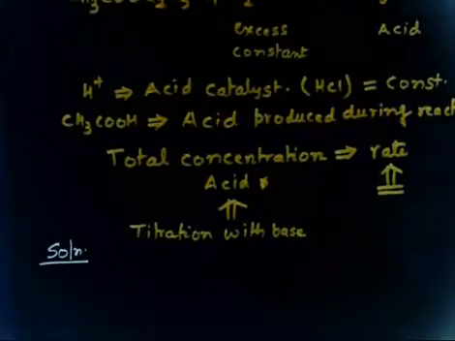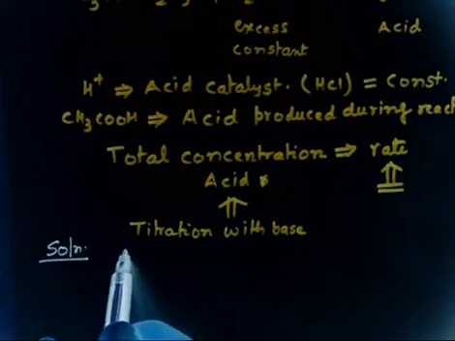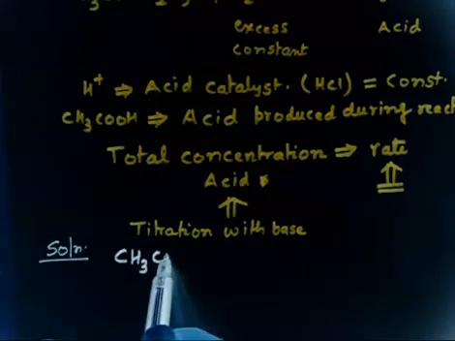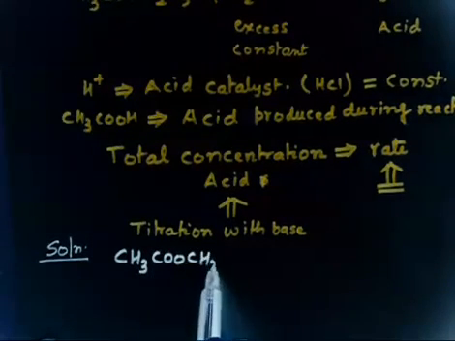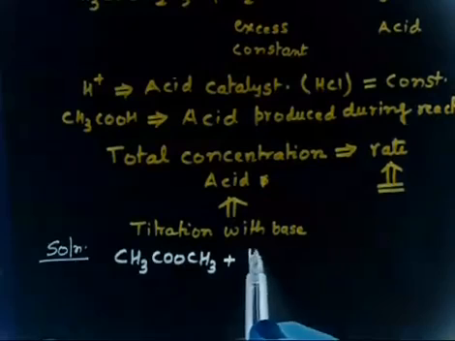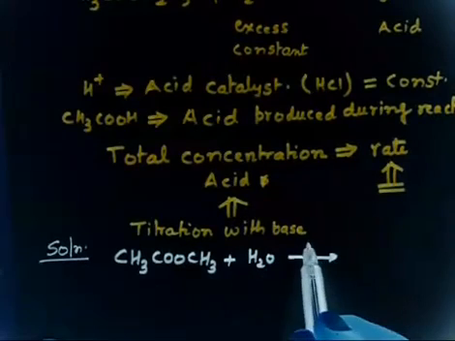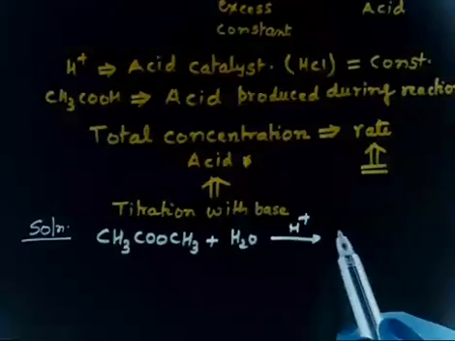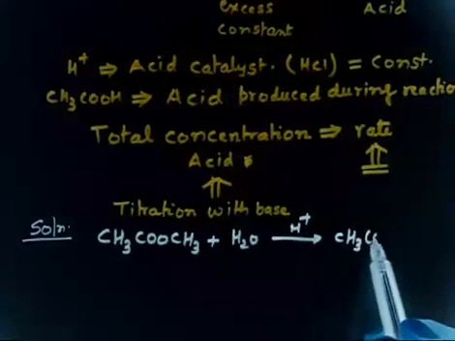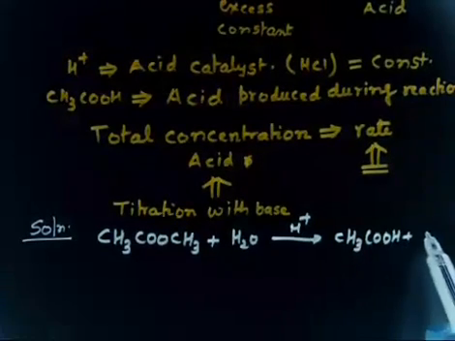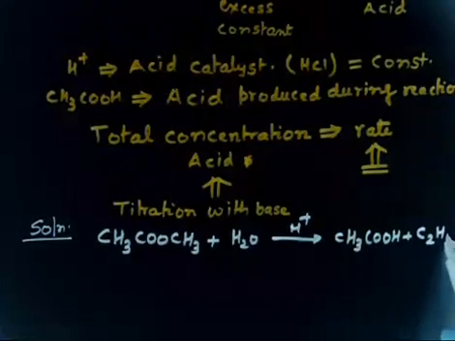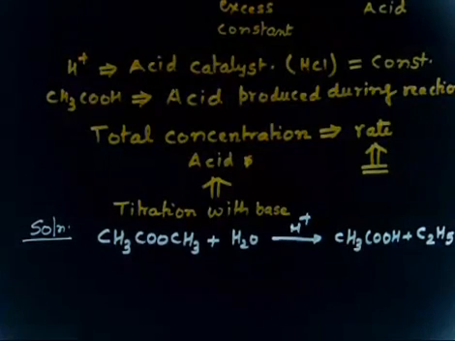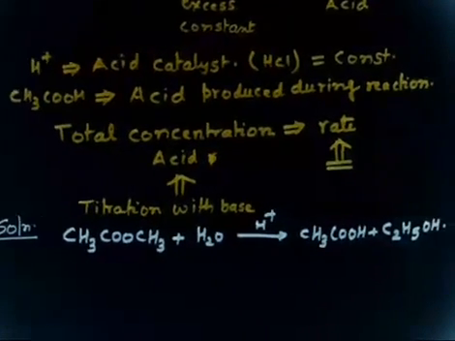So let me write the equation again. You have CH3COOCH3. This reacts with water. Water is in excess. H plus is a catalyst. And this gives you acetic acid plus alcohol, C2H5OH. Are you getting it or not? So this you are getting.